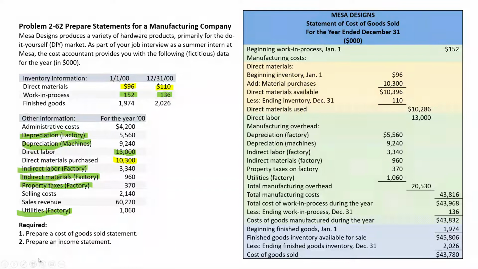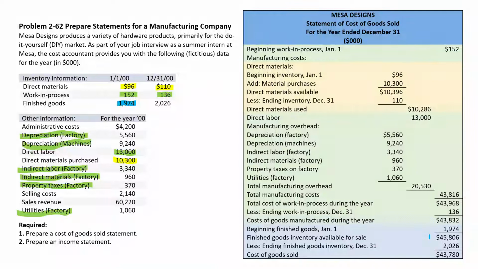What's our last category of inventory? And that is finished goods. Again, let me change up my highlighter here. Recall that's going to be the beginning balance of finished goods, $1,974 here. Add to that what was taken out of work in process and added into finished goods. That's called cost of goods manufactured of $43,832.